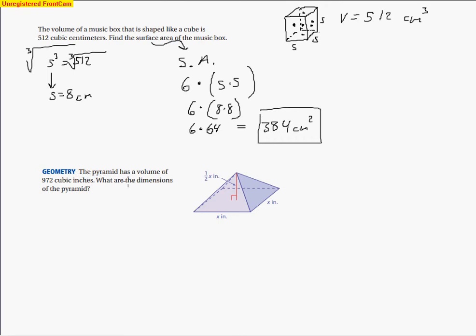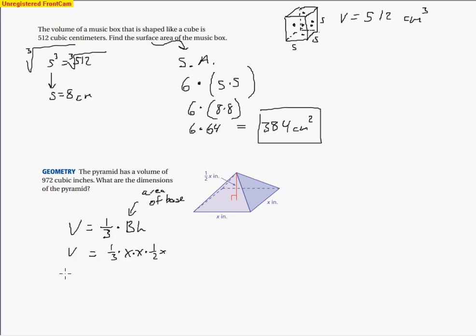This one, the pyramid, has a volume of 972 cubic inches. What are the dimensions of the pyramid? Well, our formula for a pyramid is 1/3 area of the base times the height. So this is the area of base. And so the base is this x by x. It's a square. So it's x times x, times the height, which is 1/2 x, times 1/3. And then this all equals the volume.